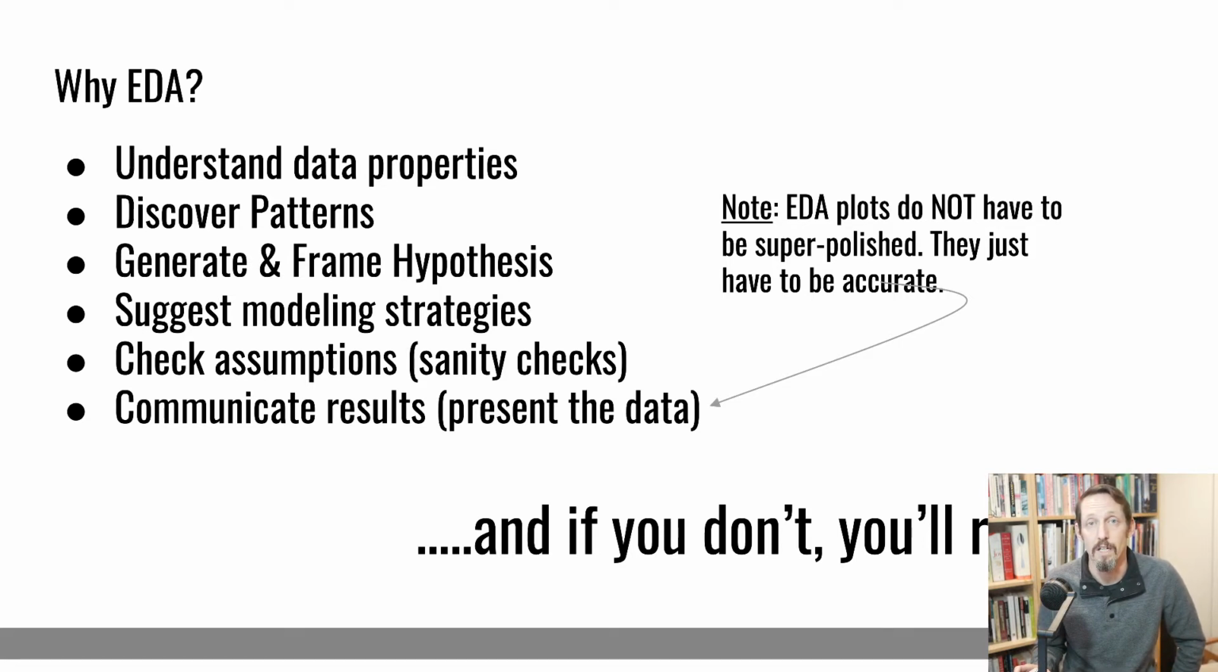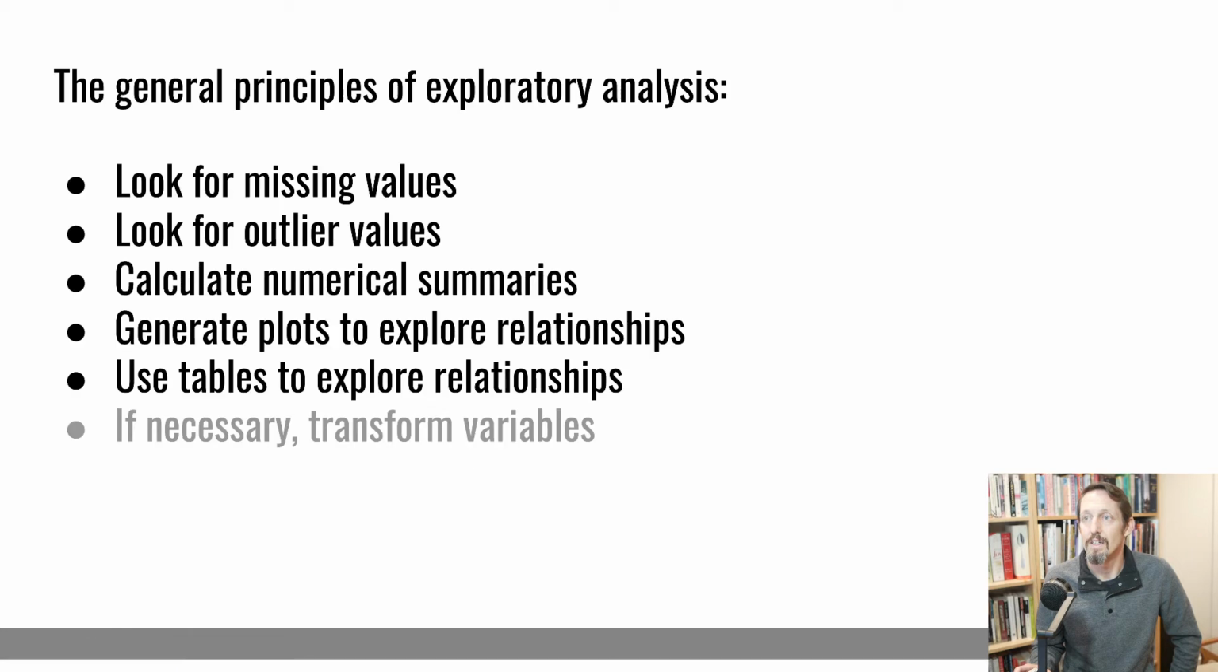So when you communicate with EDA, clearly this is an exploratory thing. You're not here making an infographic for a high-end magazine, okay? So the general principles are that we're going to look for missing values, look for outliers. We're going to get some sort of numerical summary and also a graphical summary of the data. And we're going to use these plots and some tables to explore relationships within this data set, okay?